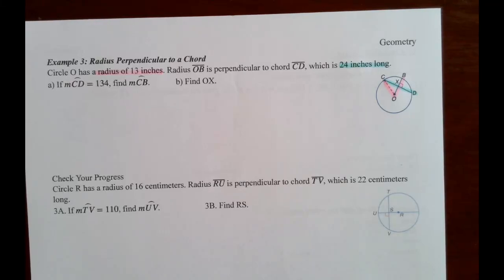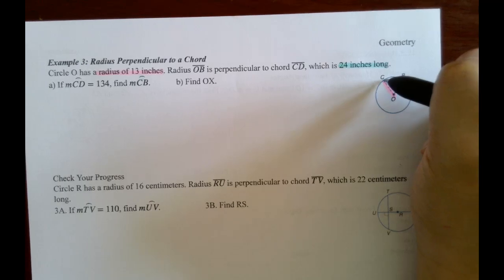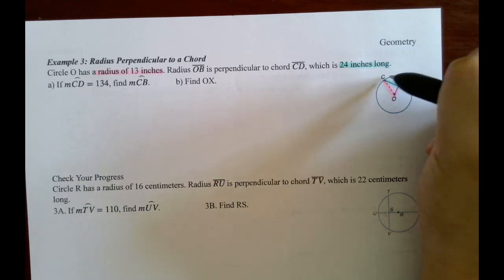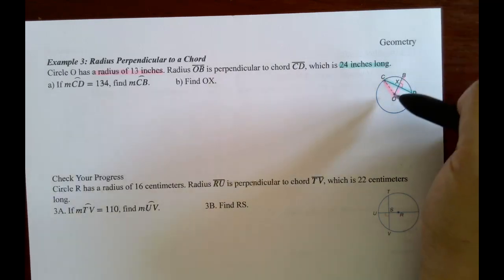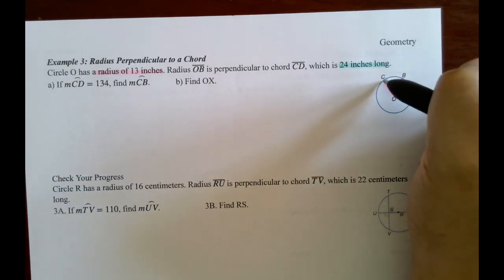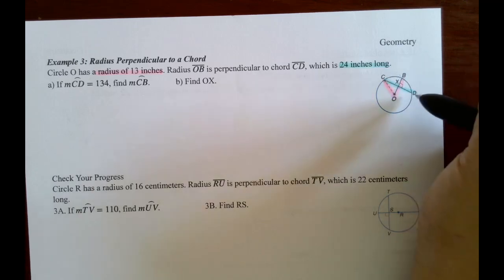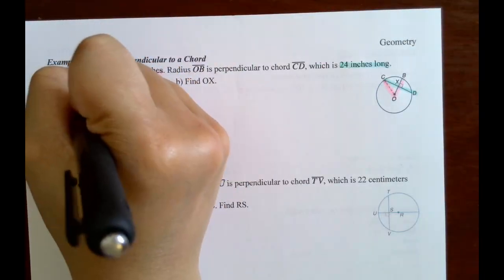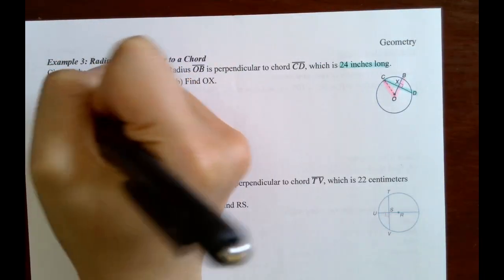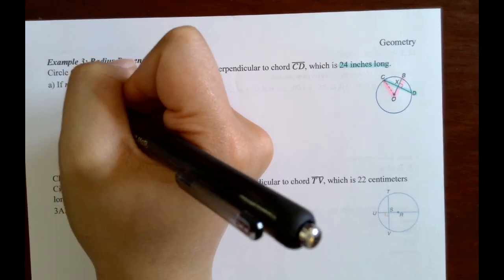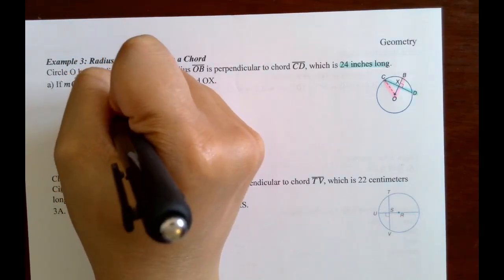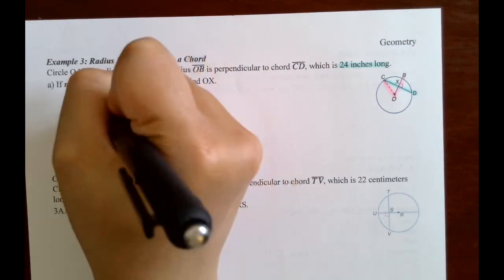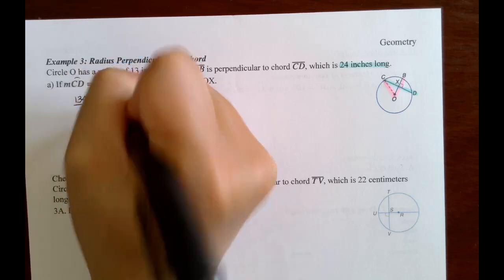Okay. So here, A tells us that if the measure of this whole arc here, CD, is 134, what would be CB? And so what we know is that if our radius and our chord are perpendicular, it bisects it. So CB would be half of CD. So half of 134 is 67. So the measure of arc CB would be 67 degrees.